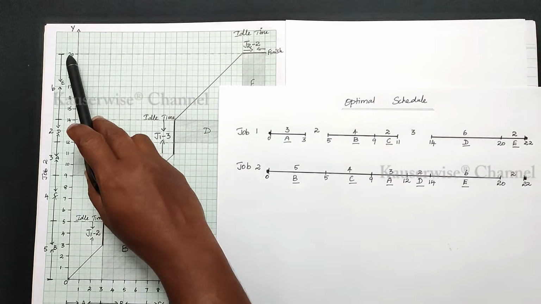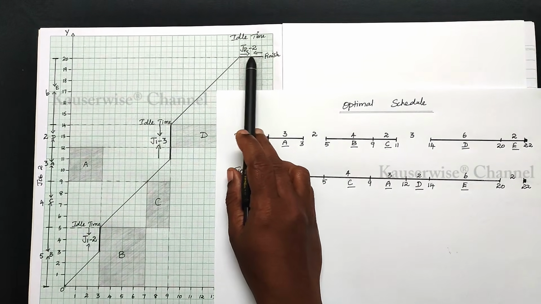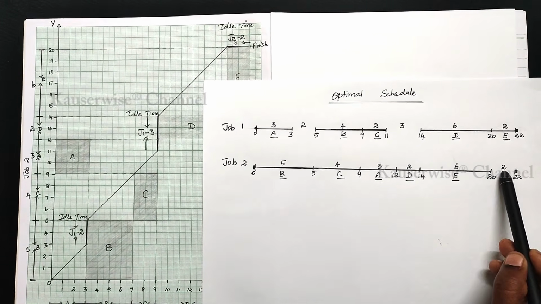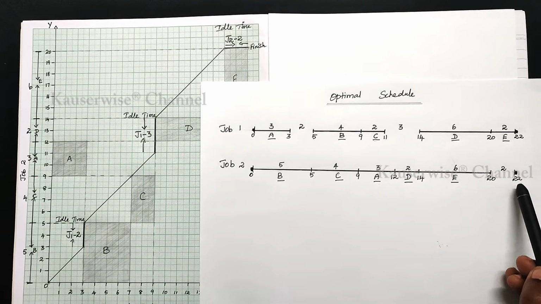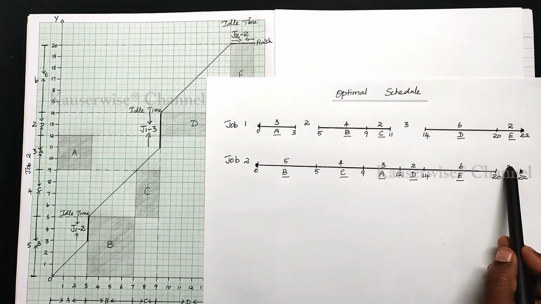After completion, job 2 is idle for how many hours? 2 hours till it reaches the finishing point. So 2 hours idle time, 20 plus 2, 22. So this is the total elapsed time for job 2 including idle time.